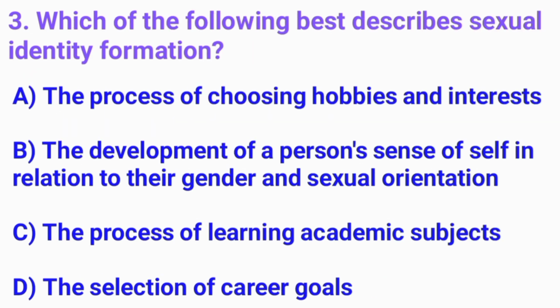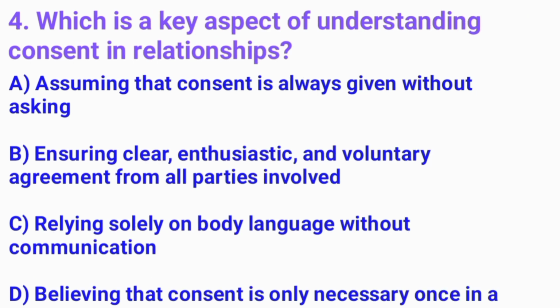Question number 3. Which of the following best describes sexual identity formation? The right answer B. The development of a person's sense of self in relation to their gender and sexual orientation. Question number 4. Which is a key aspect of understanding consent and relationships? The right answer B. Ensuring clear, enthusiastic, and voluntary agreement from all parties involved.